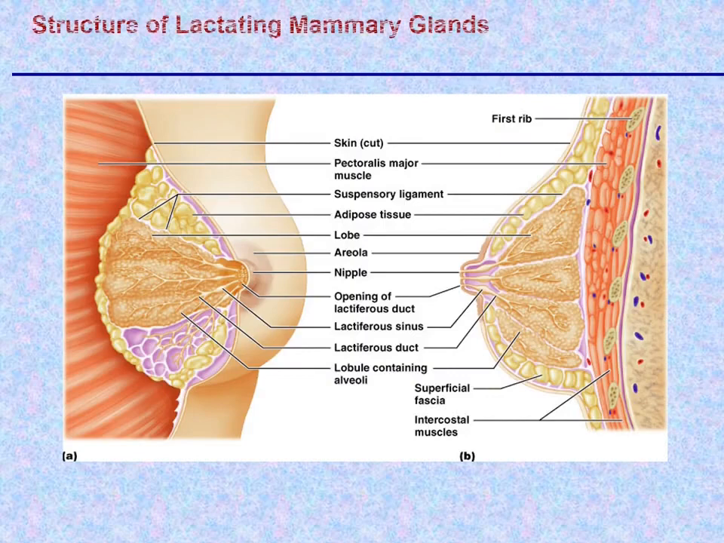Let's have a look. So here we are. This is a lobe here. That's a single lobe shown in cross section. There's another lobe, leading to these lactiferous ducts, producing milk and secreting it into the lactiferous ducts, which open to the outside. Notice there are multiple openings to the outside at the nipple, and then the colored portion of skin around the nipple is called the areola.